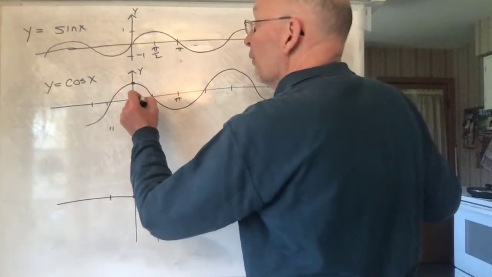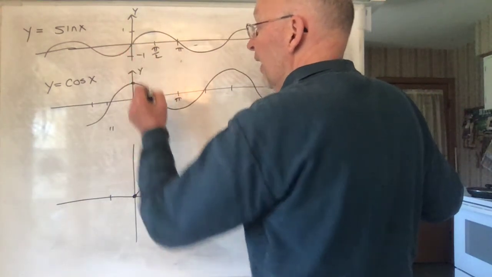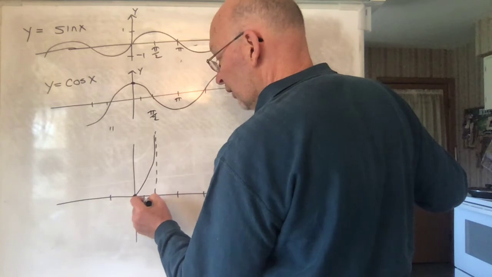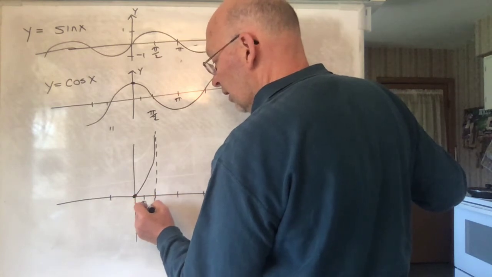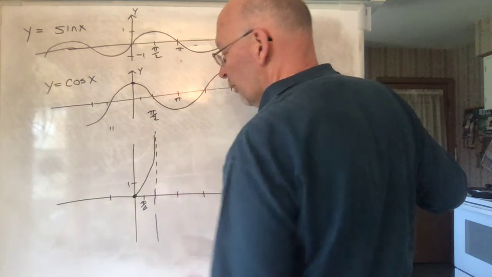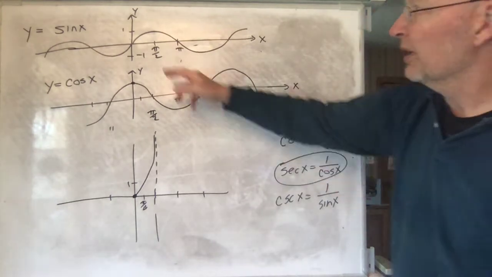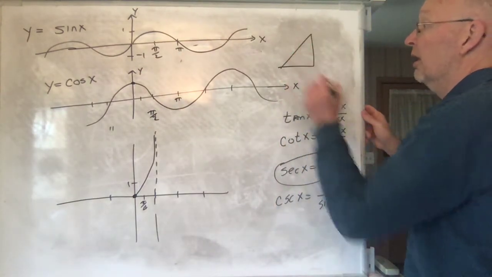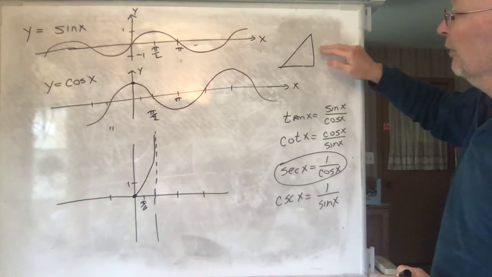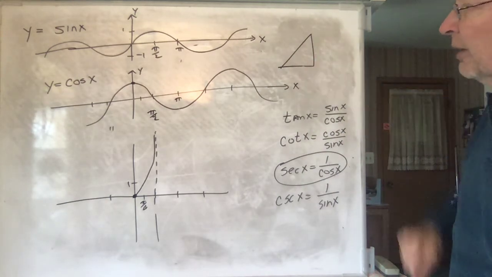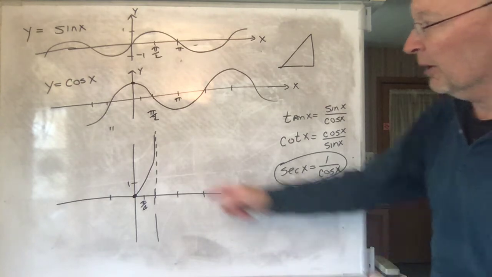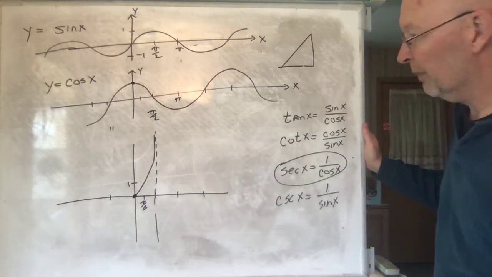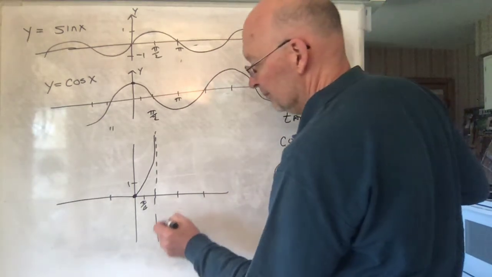We know that at pi over 4, they're both the same value, so the tangent's going to be 1. So here at pi over 4, the tangent is going to be 1 right there. Because at pi over 4, remember, that's the situation right here where they're both the same size, and so this divided by that is going to be 1. But at pi over 2, it's going to go off to infinity.